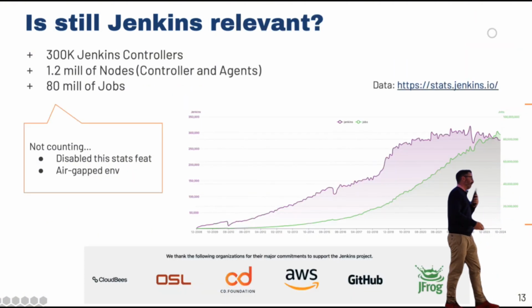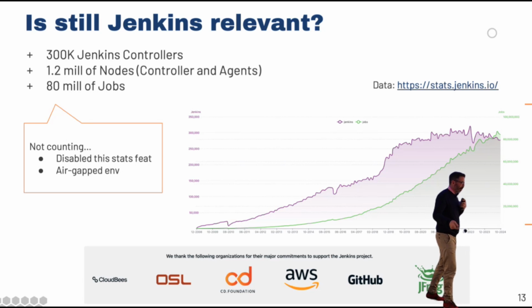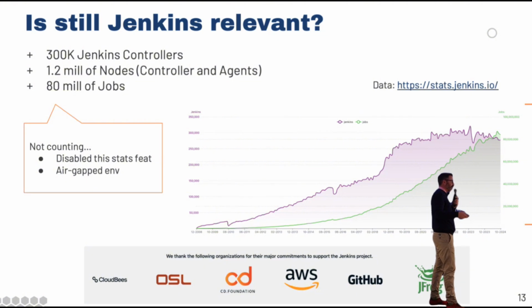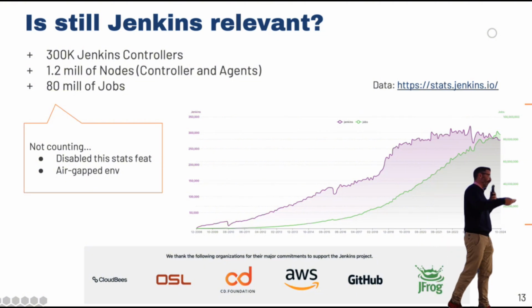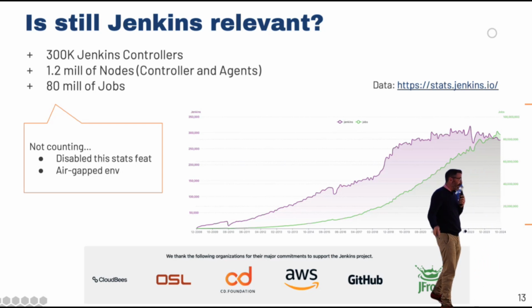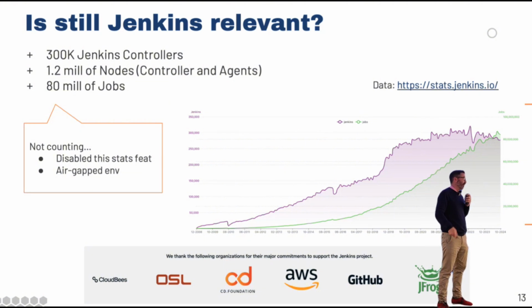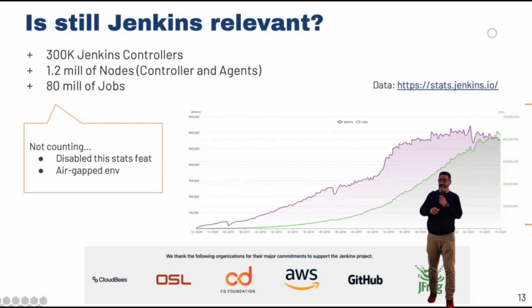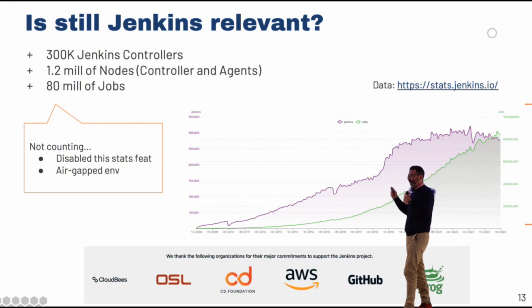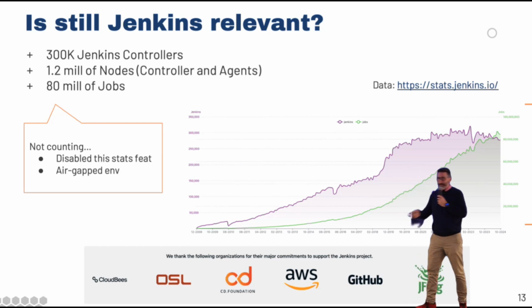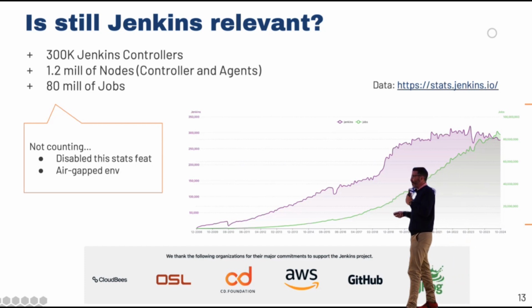Is Jenkins still relevant? It's not something that I am telling you; I am supporting that statement with data. If you have a look at the Jenkins stats, you will see that today there are more than 3,000 Jenkins controllers, more than 1.2 million nodes between controllers and agents, and 80 million jobs. But not all the information from Jenkins instances is sent to those stats, because we have to think about air-gapped environments, for example, for banks and people who just disable the stats feature.